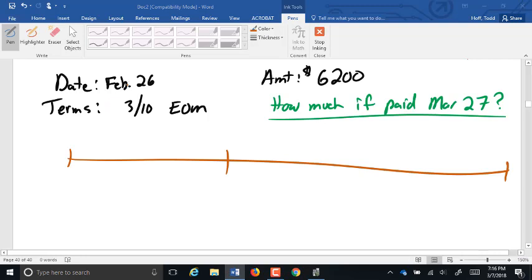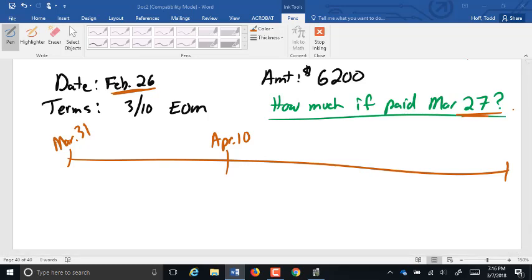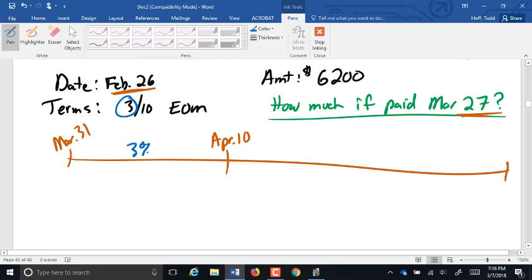Some of you are seeing the problem here. When does this technically start? Does it make the February batch? No, it goes in the March batch. So it goes in the end of March, which is March 31st. So the discount period would end April 10th, right? March 27th is actually paid before the invoice is sent out, which is not impossible. It does happen. So they do get the 3% discount because it is paid before the end of that discount period.